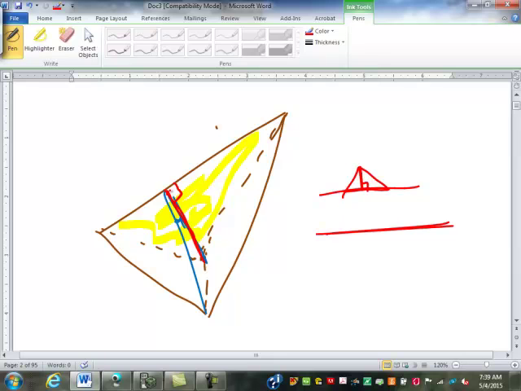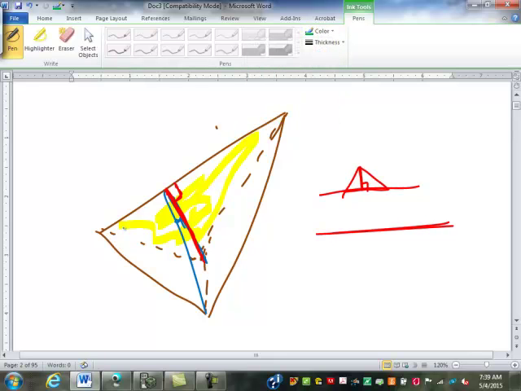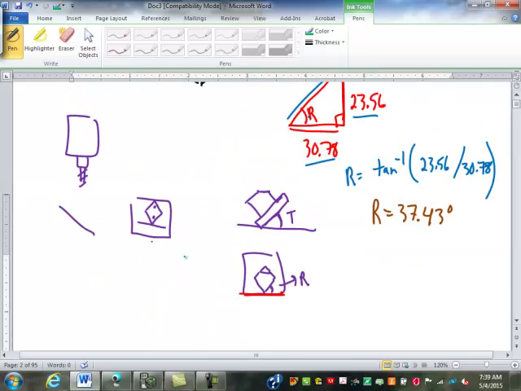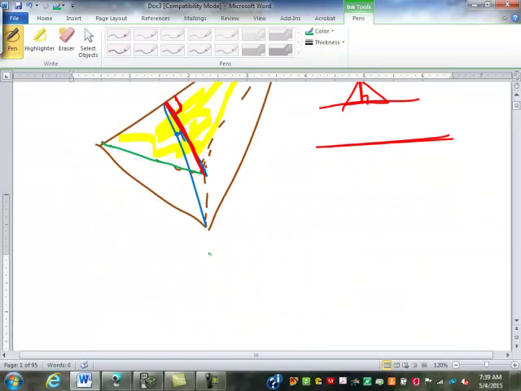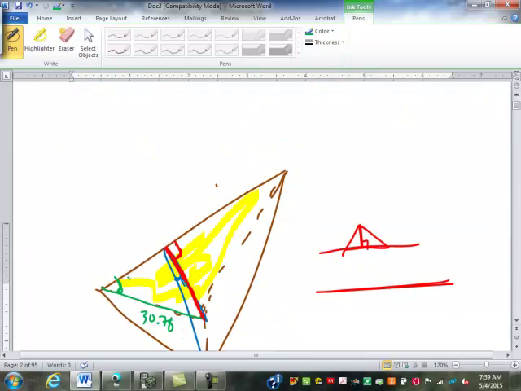So we first have to find this piece across here that is perpendicular there. How are we going to find that? Well, we've already found major pieces of it. We know that this side of this here is 30.78. We know that this angle here is 37.43.